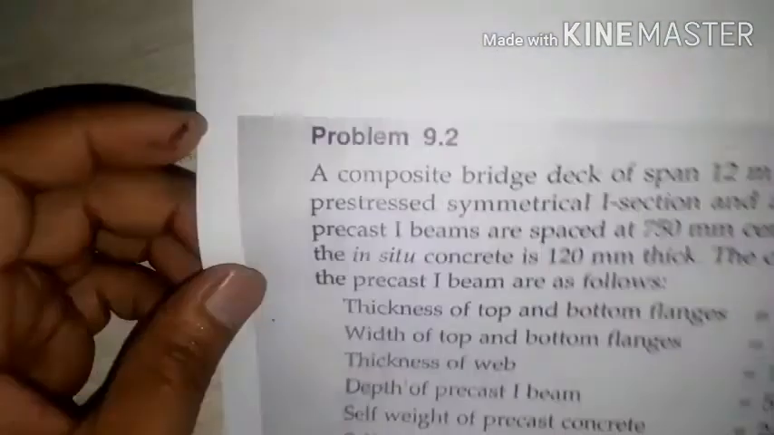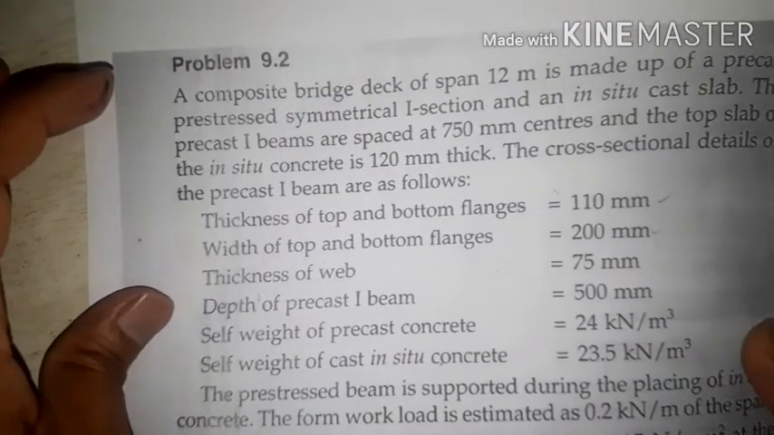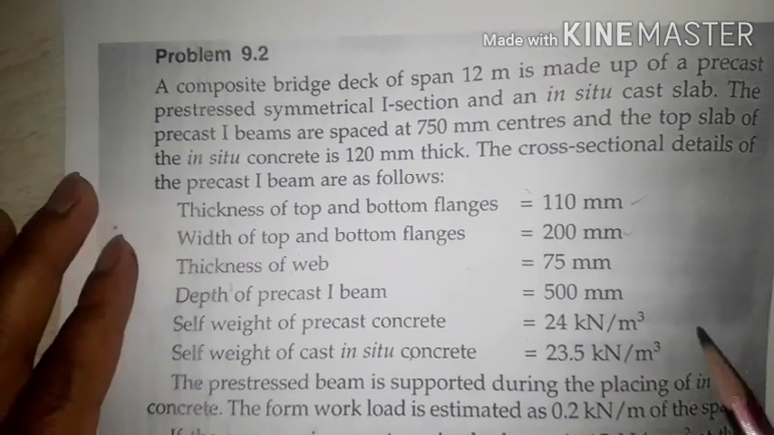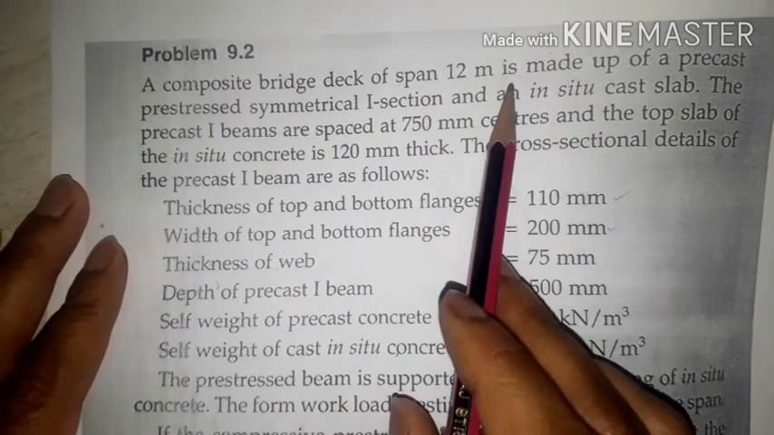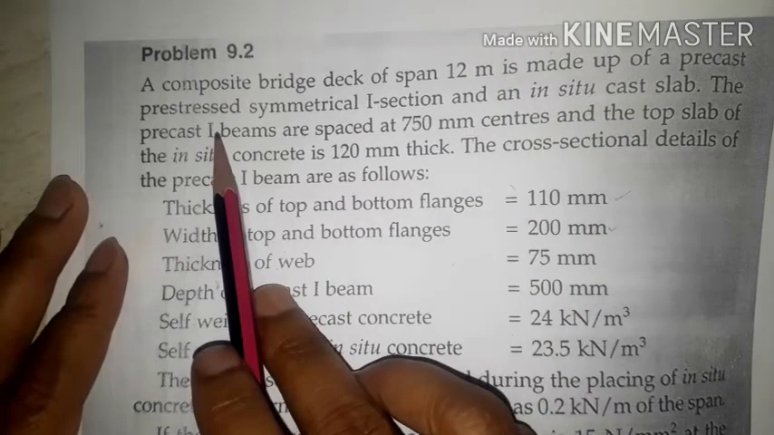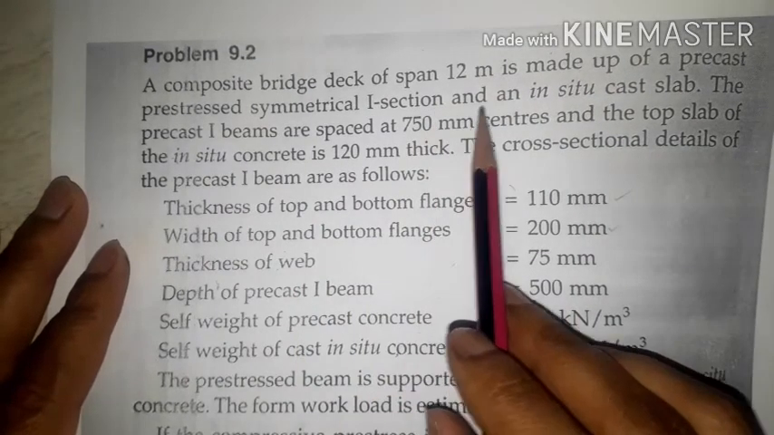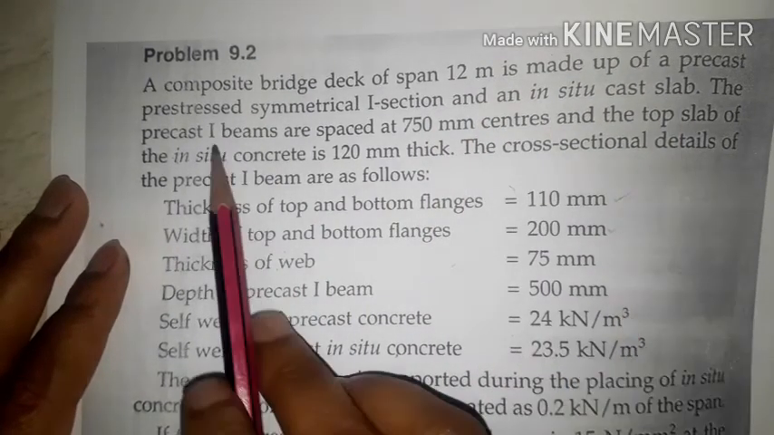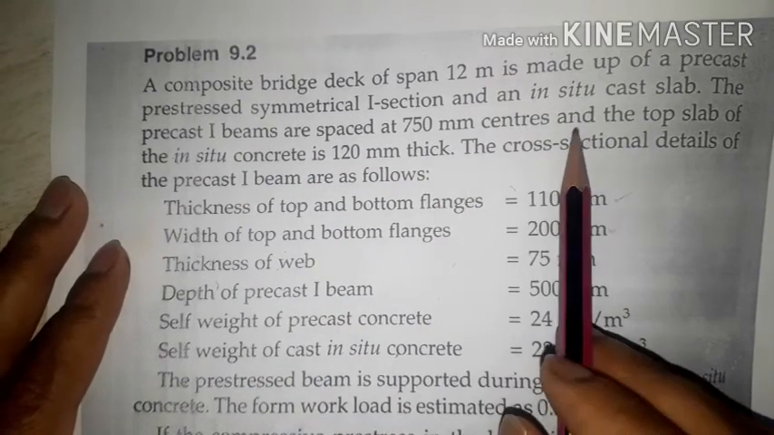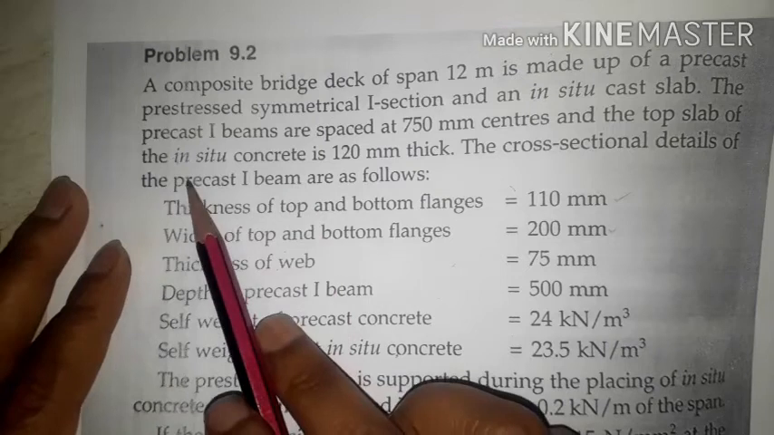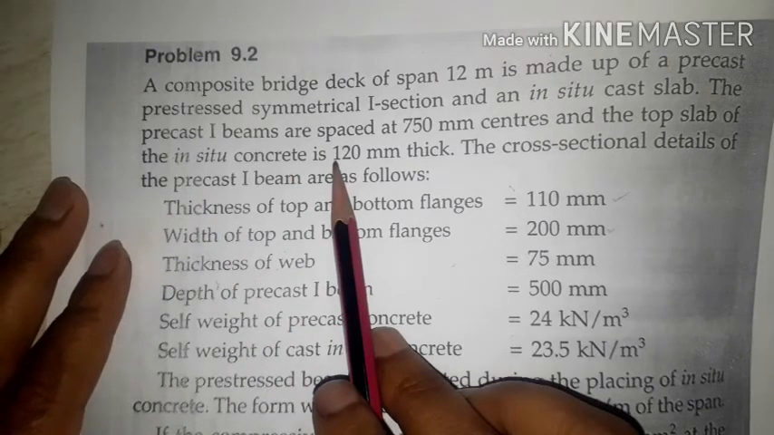Okay, so I'll just read out the statement here. A composite bridge deck of span 12 meter is made up of a precast pre-stressed symmetrical I section and an in situ cast slab. The precast I-beams are spaced at 750 mm centers, and the top slab of in situ concrete is 120 mm thick.